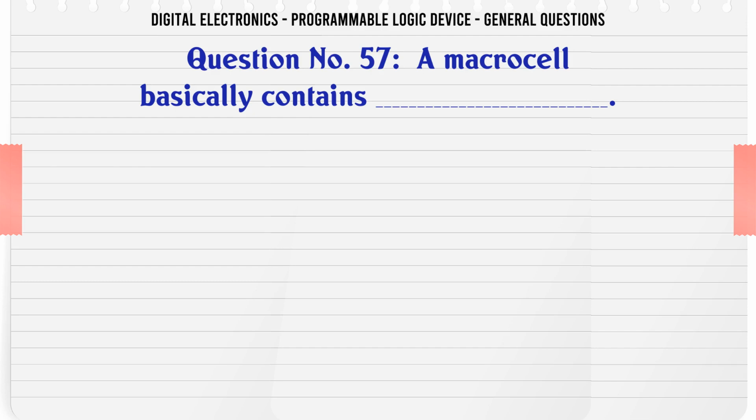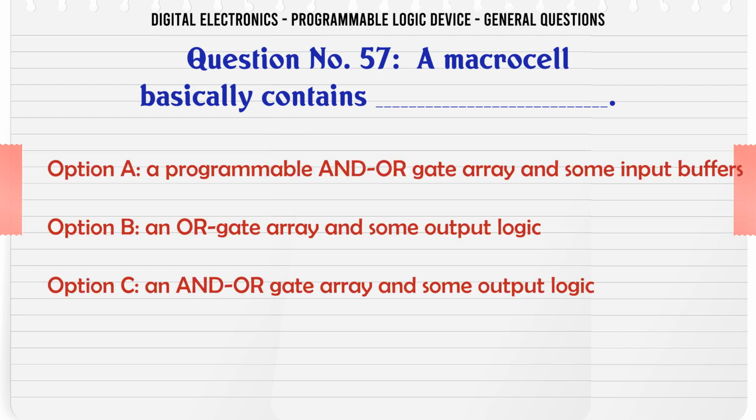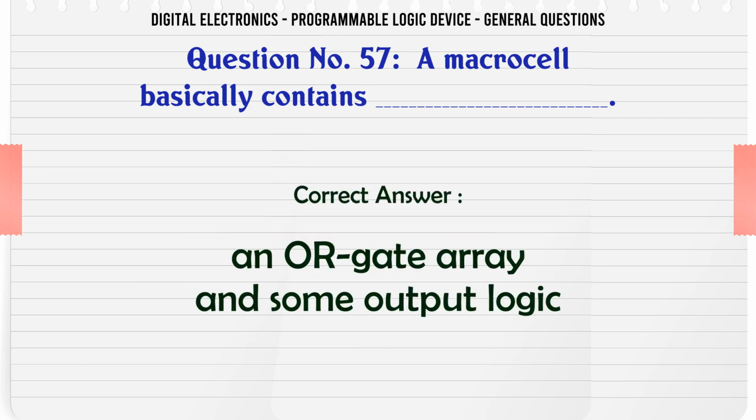A macrocell basically contains A. A programmable AND/OR gate array and some input buffers. B. An OR gate array and some output logic. C. An AND/OR gate array and some output logic. D. Licensed programming. The correct answer is an OR gate array and some output logic.